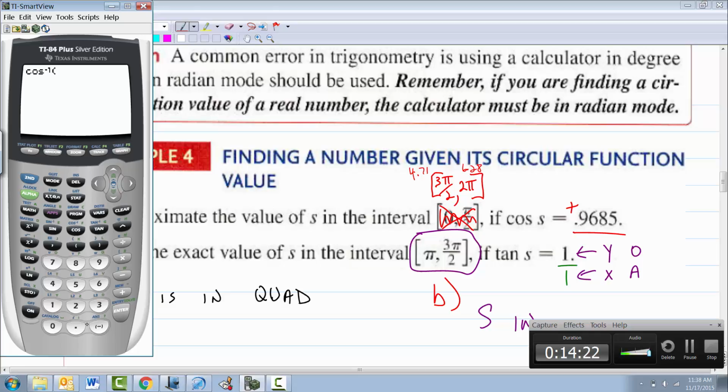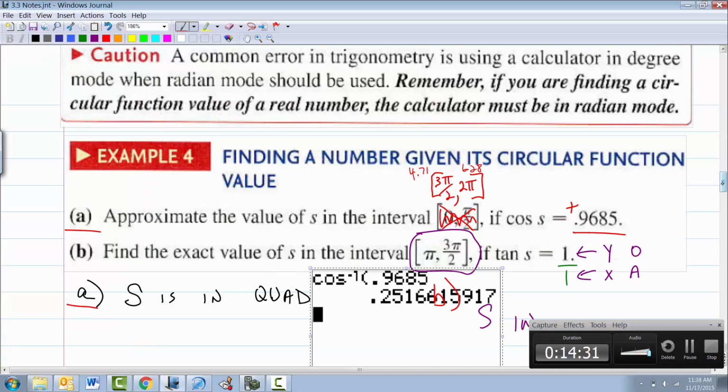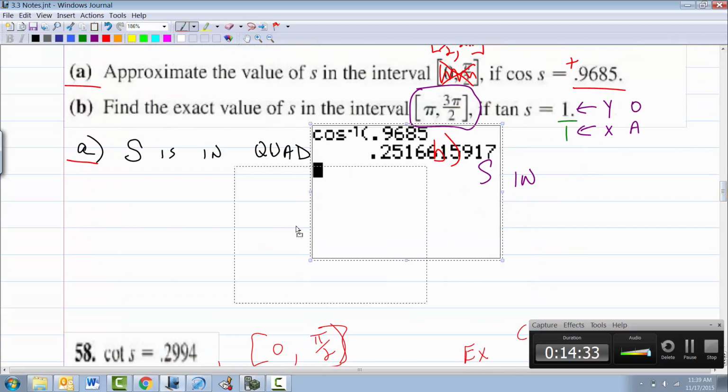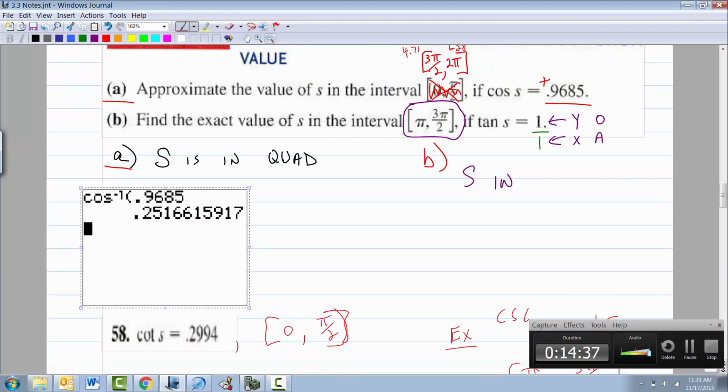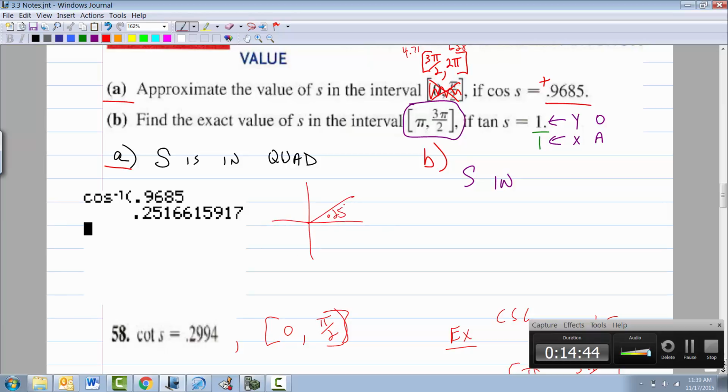So inverse cosine this decimal, 0.9685. I want to make sure I don't make a mistake. Press enter. Is that the answer that I'm looking for? Yes or no? No. You know what this is, though? It starts with an R. It is a reference angle. This is 0.25166 in quadrant 1. Where do I need it to be?